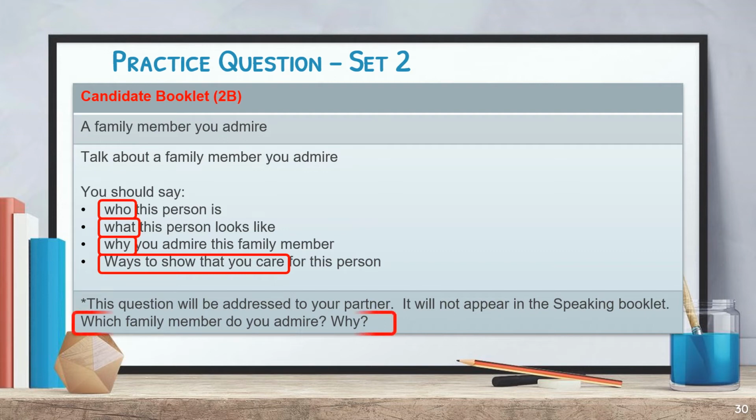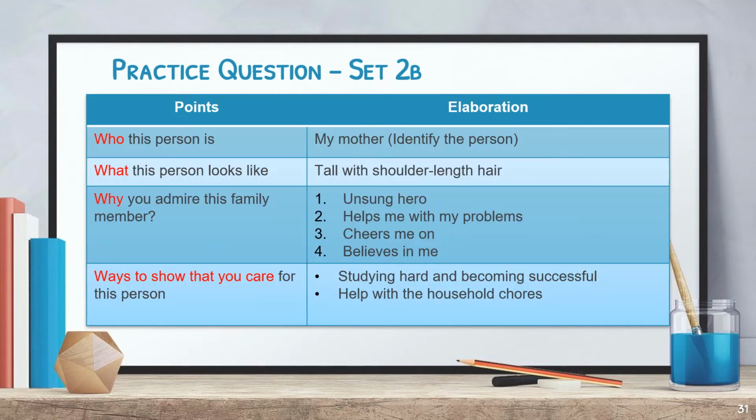And then your partner, candidate A, will be given a simpler question. Which family member do you admire? Why? Let's look at how to tackle this question. First, you identify the person, who this person is. My mother. Can describe the person. What the person looks like. Tall, with shoulder length hair. You can describe a little bit more.